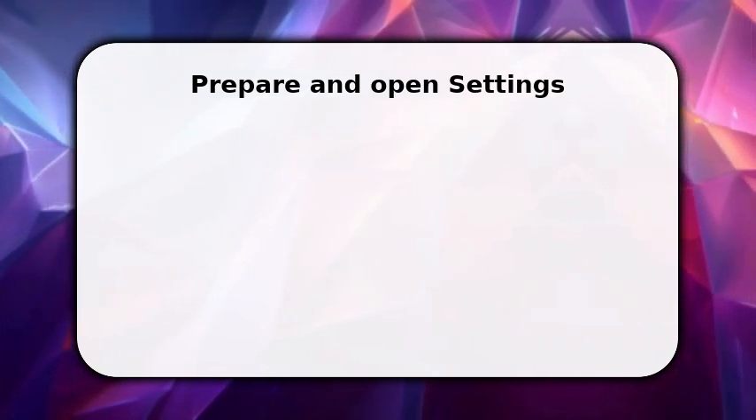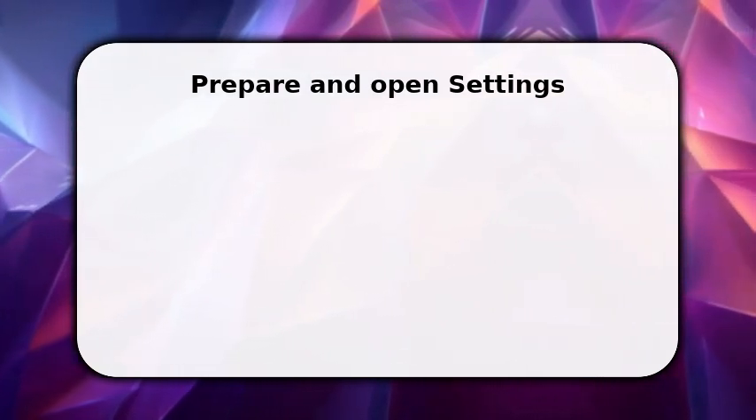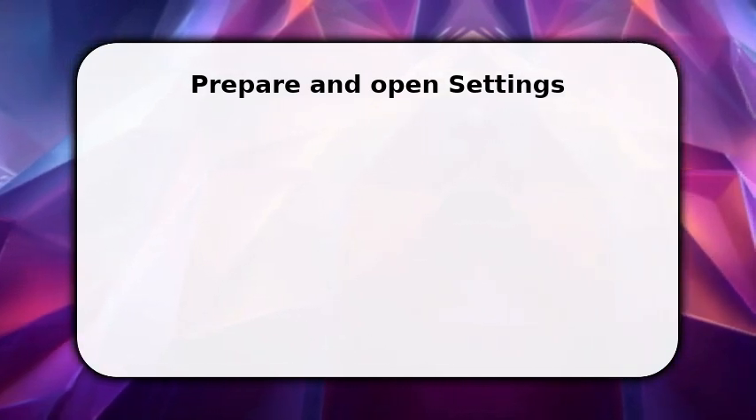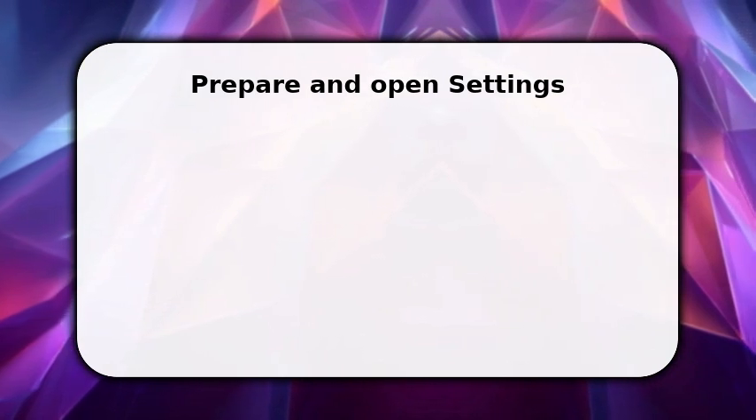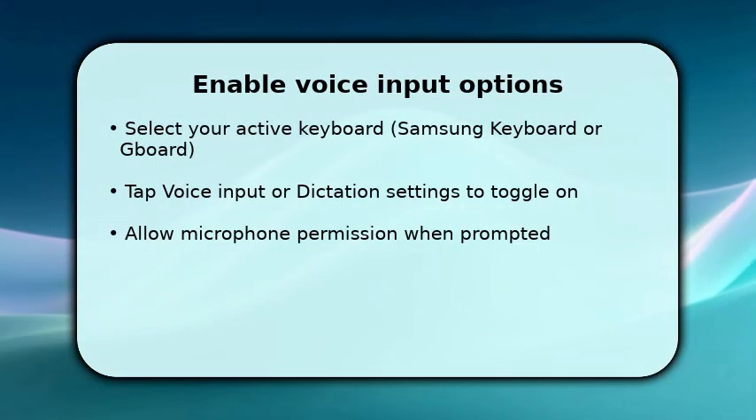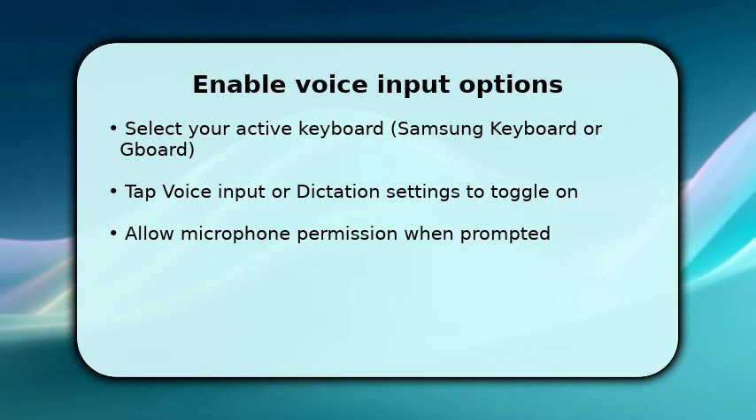Once in General Management, tap Keyboard List and default to see available keyboards. Make sure Samsung Keyboard or Gboard is enabled so you can assign or activate the voice typing feature next. Once done, select the active keyboard, tap Samsung Keyboard or Gboard from the list.